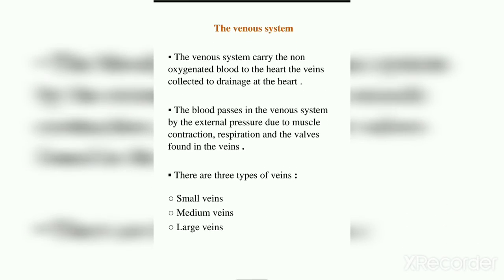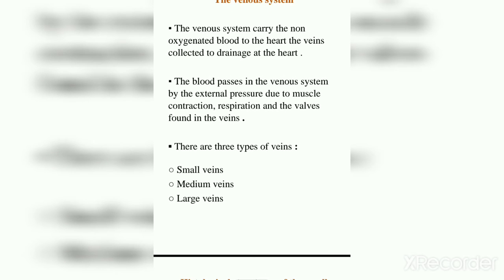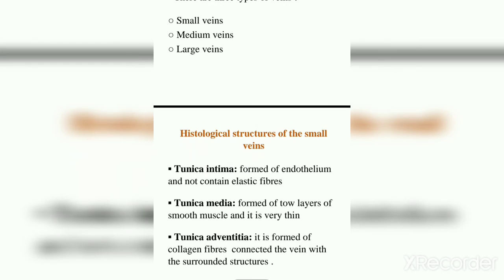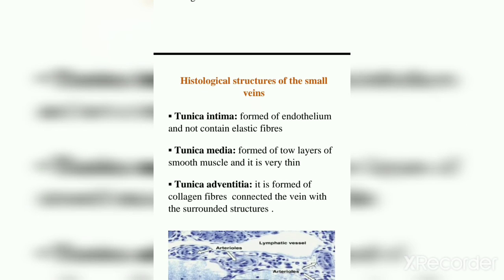The venous system. The venous system carries the non-oxygenated blood to the heart. The veins collect to the right atrium of the heart. The blood passes in the venous system by the external pressure due to muscle contraction, respiration, and the valves found in the veins. There are three types of veins: small veins, medium veins, and large veins.